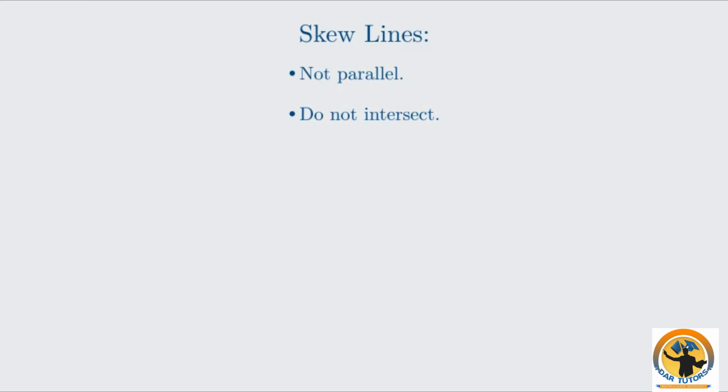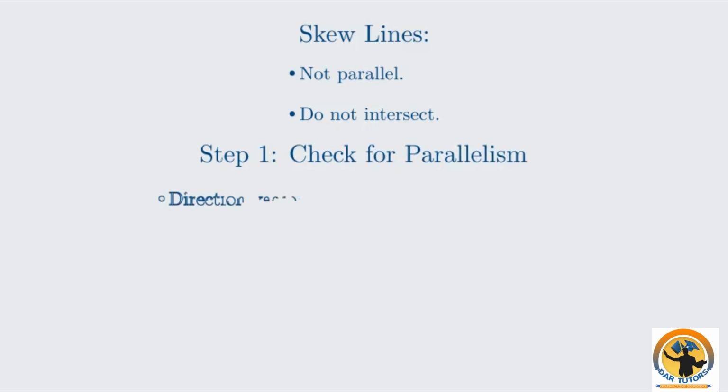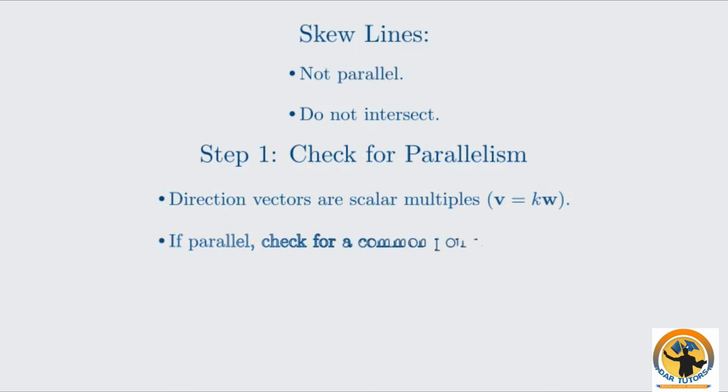First, we check for parallelism. Second, if they are not parallel, we check for intersection. Step 1. Check for parallelism. Two lines are parallel if their direction vectors are scalar multiples of each other. If they are parallel, we then check if they share a common point. If they do, they are coincident. If not, they are parallel and distinct.